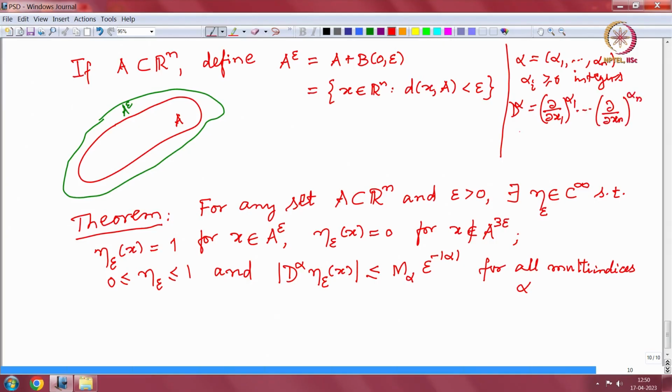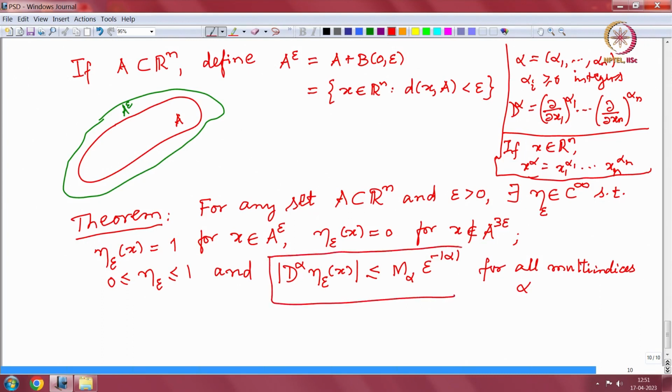Okay. So, we also use another notation. If x is in Rn, x alpha is x1 to the alpha 1, etc., xn to the alpha n. Okay, so this is standard notation, so we will be using that. These are very important estimates.